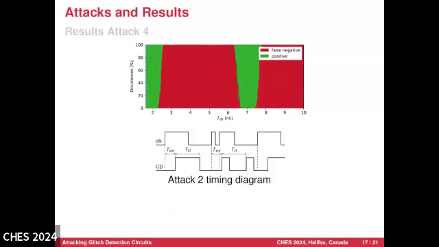So here we have the results for this final attack. We see this wide red region of false negatives in the middle. This corresponds to the low region in the timing diagram that I talked about on the previous slide. And on either side, we have regions of positives corresponding to the 2 pulses in the timing diagram. On the far right, we also have some false negatives, but that's just when the value of TG2 becomes sufficiently large to not cause any problems on its own. And this is then effectively reduced to attack 2 again.